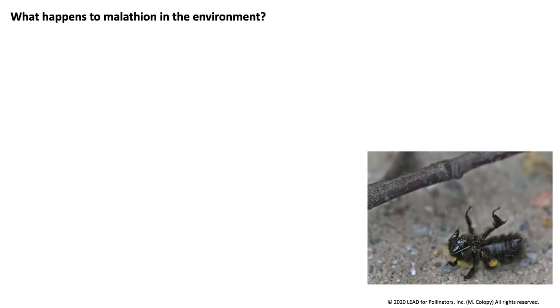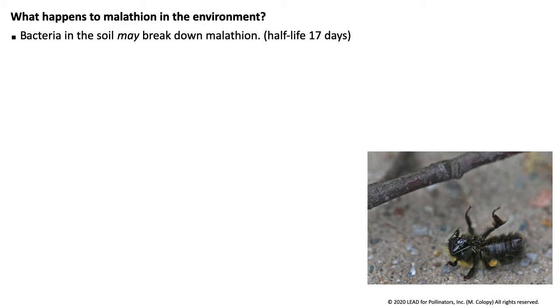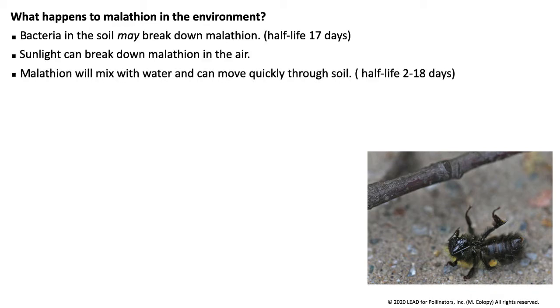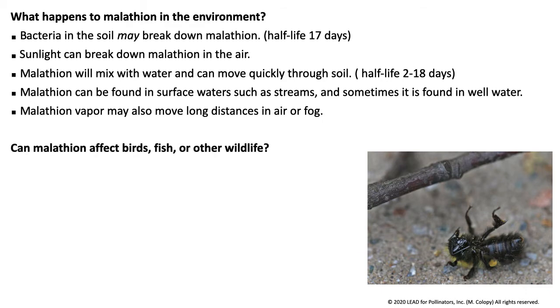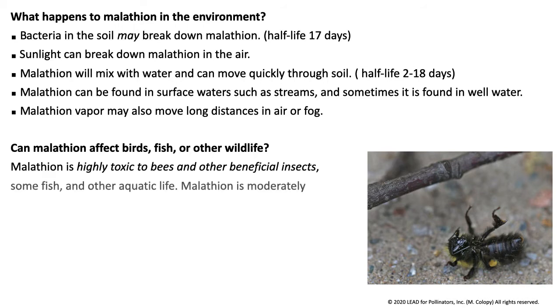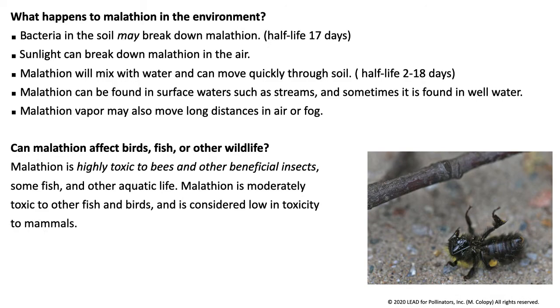Let's look at the insecticide malathion. Bacteria and sunlight break it down. When sprayed onto or allowed to drift onto water, it moves quickly across the landscape, and the vapor of malathion, when sprayed, can travel long distances. As the pesticide label states, malathion is highly toxic to bees, some fish, and other aquatic invertebrates.